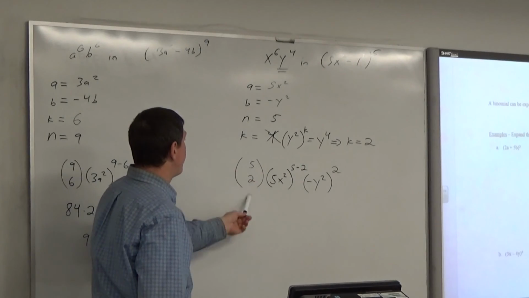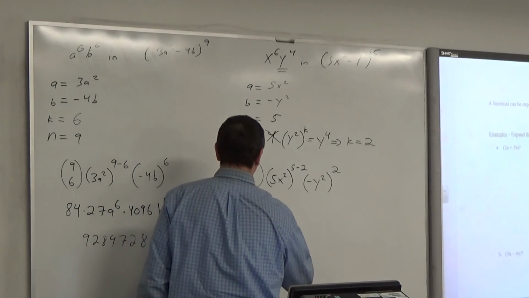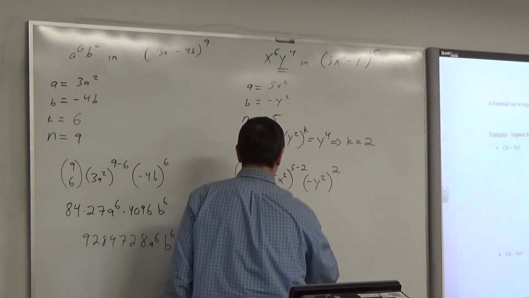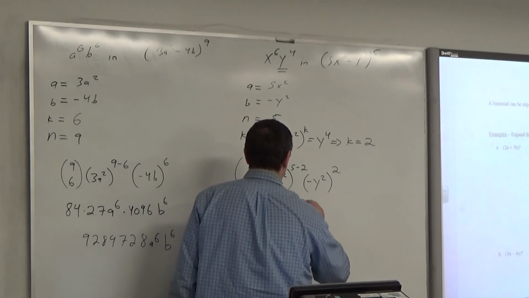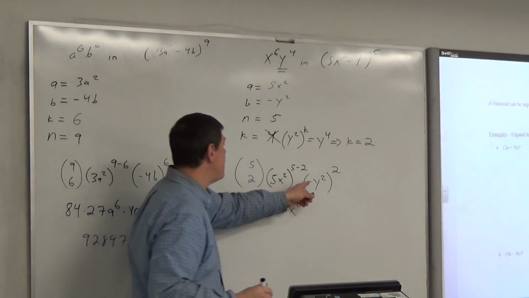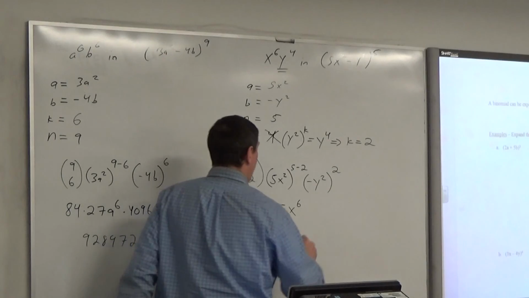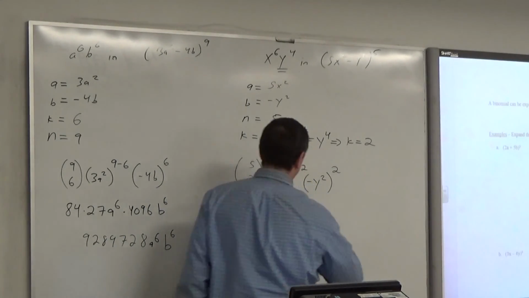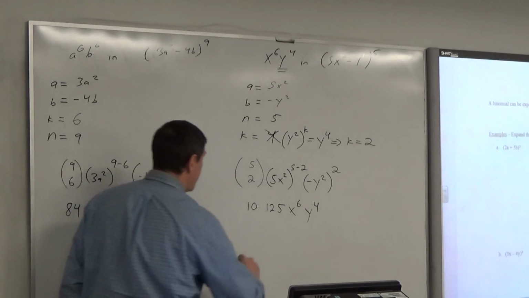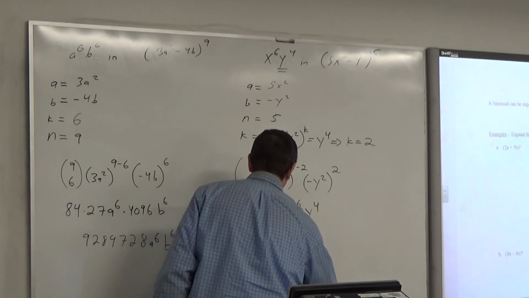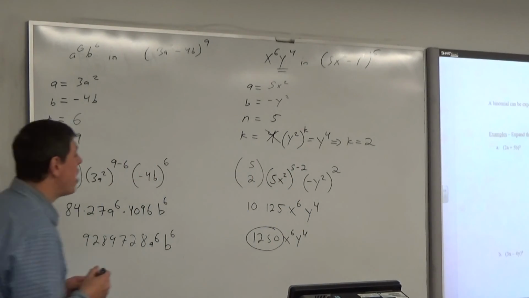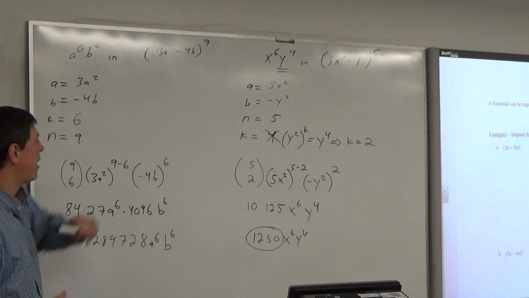All right, 5 combination 2, that's 10. 5 to the 3rd, 125. x squared to the 3rd, x to the 6th, so at least we know we're on the right track. And then negative y squared squared is going to be a positive y to the 4th. So it looks like we get 1,250 as the coefficient of x^6 y^4. I want you to notice that we did indeed end up with the correct exponential powers, x^6 y^4.